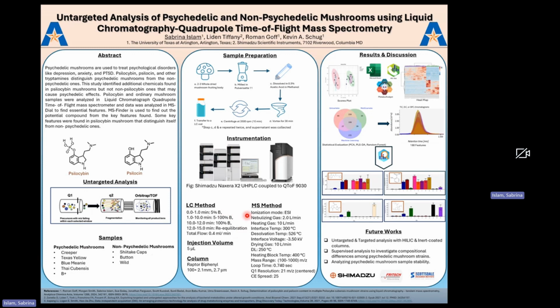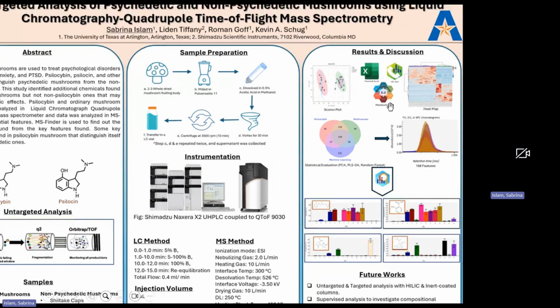For the instrumentation, we used a Shimadzu UHPLC coupled to a QTOF 9030. Here I have described the LC and MS method. The LC method was 15 minutes long, the injection volume was 5 microliters, and we used a Raptor biphenyl column. The acquired data were exported from LabSolutions as mzML files and imported into MS-DIAL.